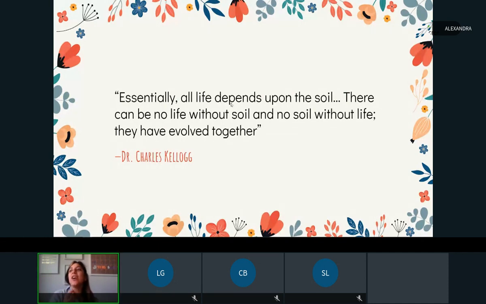So essentially all life depends upon the soil. There can be no life without soil and no soil without life. They have evolved together. And that quote is by an ecologist named Charles Kellogg, and he has been really involved with ecology and spent some time heading some departments specifically about agriculture at the national level. And what he's saying is absolutely true.